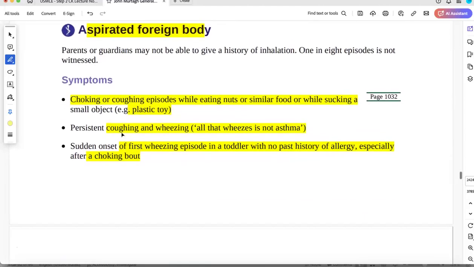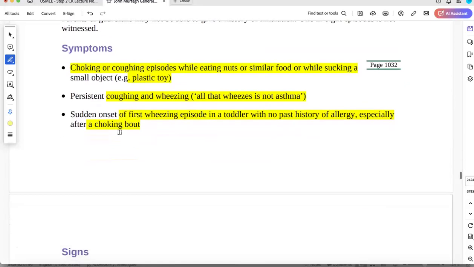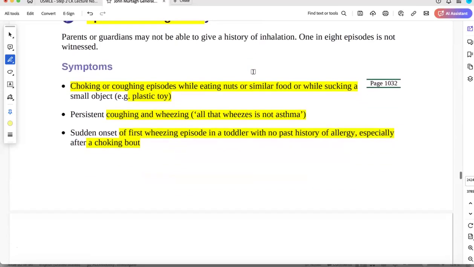Aspirated foreign body. If a child aspirates a foreign body, the most common symptom is choking episodes. Let's say the child was eating a nut or some kind of food, and suddenly the child started to have coughing, wheezing, and choking. Persistent coughing, choking, wheezing following having food, or maybe the child was playing with something, will lead you to think of aspirated foreign body.